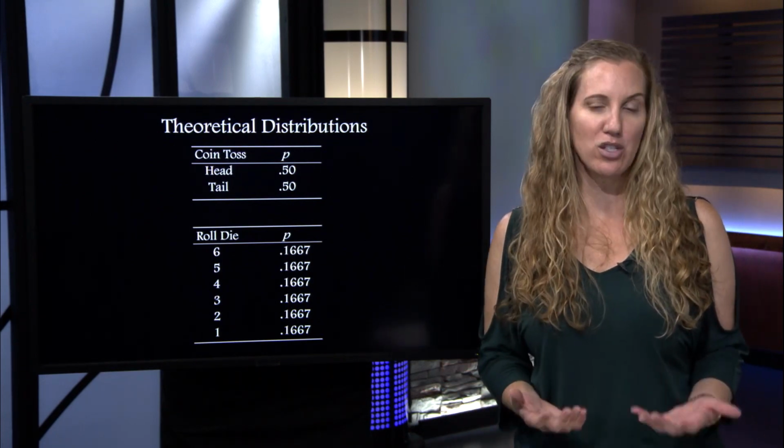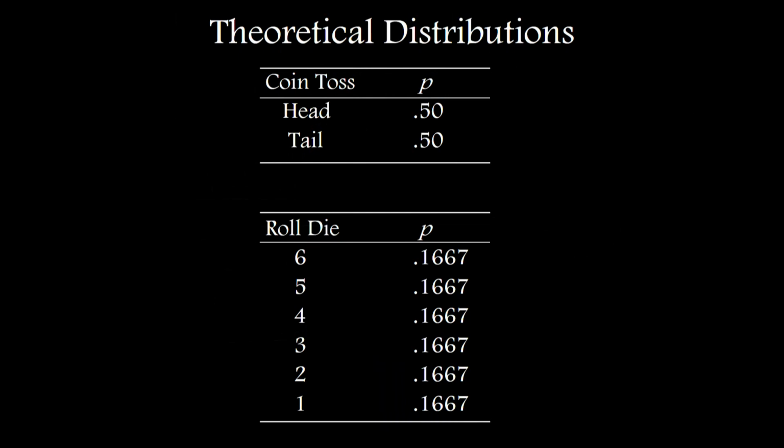So when we're talking about tossing a coin, right? Well, based on logic, there's a 50% chance that it's going to come up heads, there's a 50% chance that it's going to come up tails. We could talk the same thing with rolling the die. There are 6 options on a 6-sided die, 1 out of 6 for each of those.